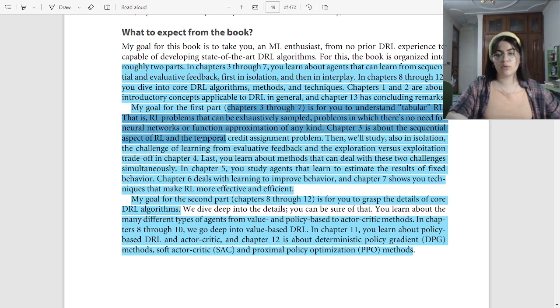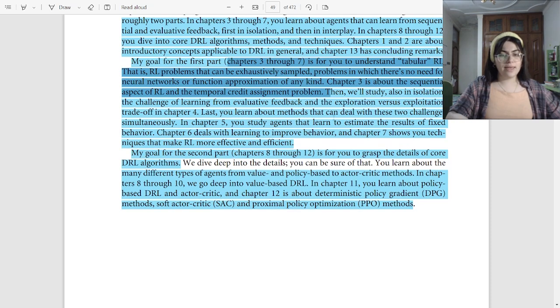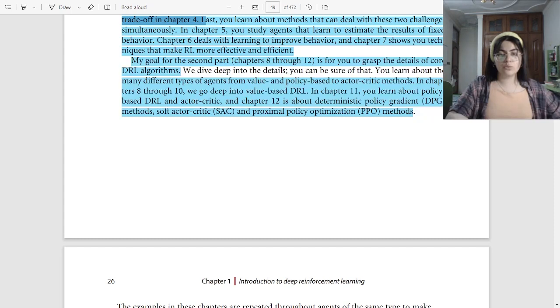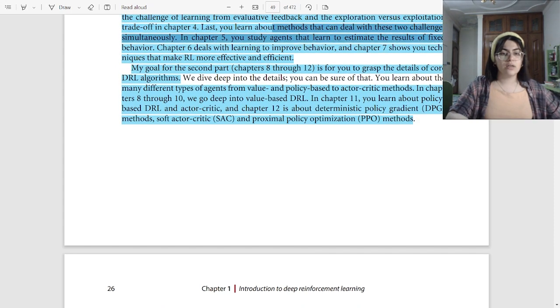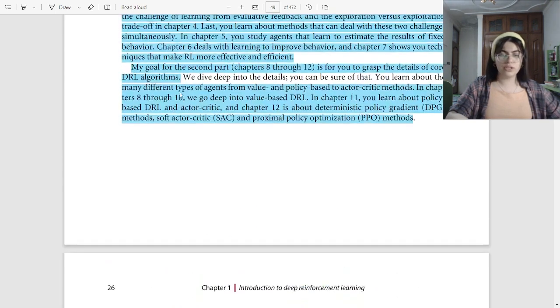Chapter 3 is about the sequential aspect of RL and the temporal credit assignment problem. Then we'll also study in isolation the challenge of learning from evaluative feedback and the exploration versus exploitation trade-off in chapter 4. Last, you will learn about methods that can deal with these two challenges simultaneously. In chapter 5, you study agents that learn to estimate the results of fixed behavior. Chapter 6 deals with learning to improve behavior. Chapter 7 shows you techniques that make RL more effective and more efficient.